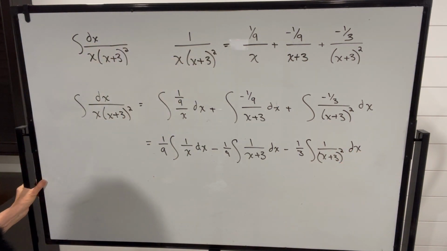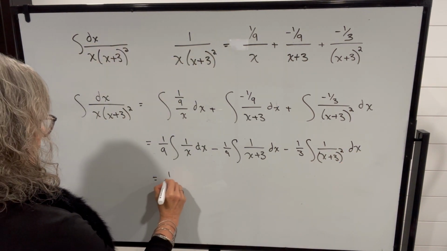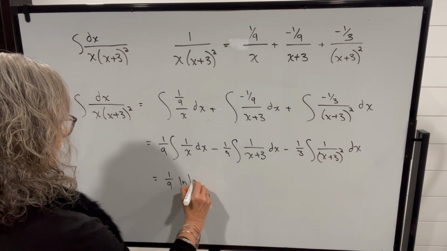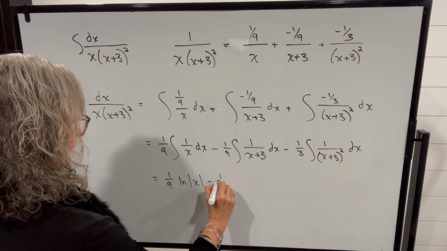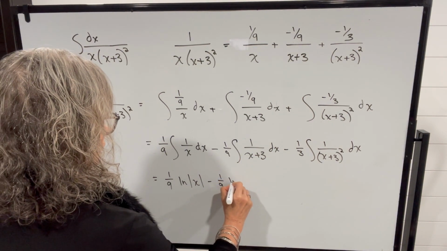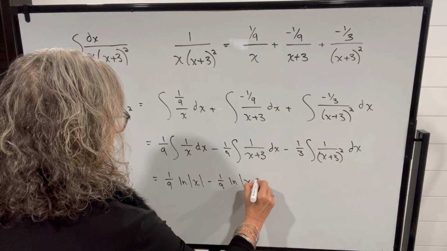And now let's integrate. The integral of 1 over x dx is the natural log of the absolute value of x. The integral of 1 over x plus 3 dx is the natural log of the absolute value of x plus 3.